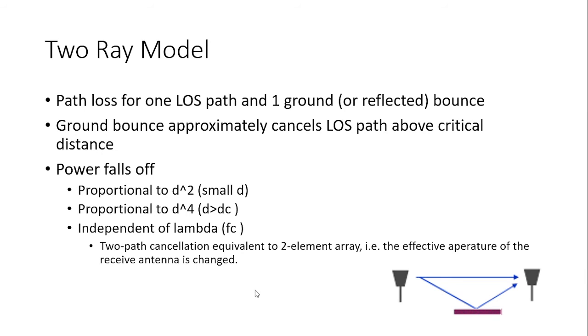Next up is the two-ray model. The receiver in the two-ray model receives two sources of signals, line of sight and non-line of sight signals, and the non-line of sight signal is caused by reflections and refractions. The power falls in this model proportionally to the distance squared, and when the distance is more than the threshold distance, the power falls substantially. It also says that it is not affected by wavelength or frequency.